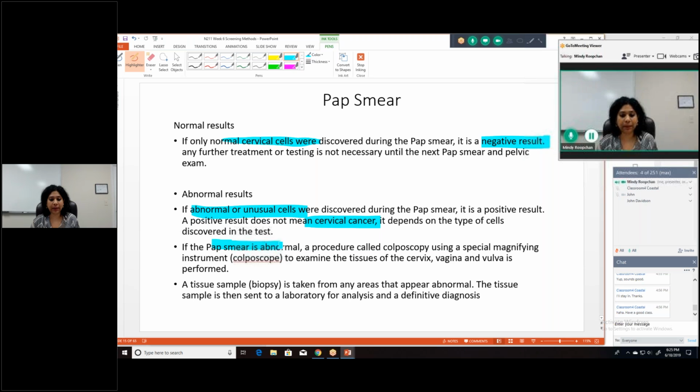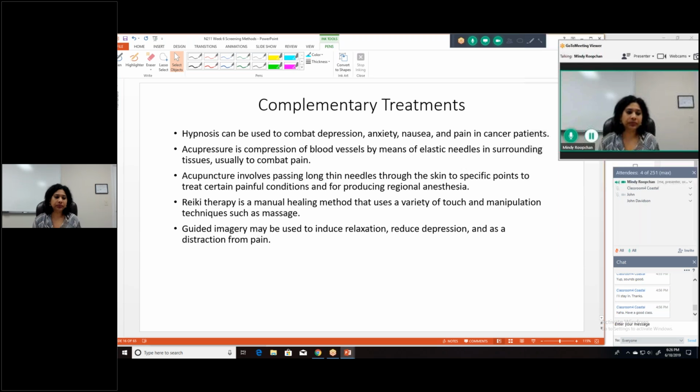If the Pap smear is abnormal, they do a colposcopy, where they examine the tissues in the cervix, the vagina, vulva. They perform that. A tissue biopsy is taken in any areas that look abnormal for a definitive diagnosis.